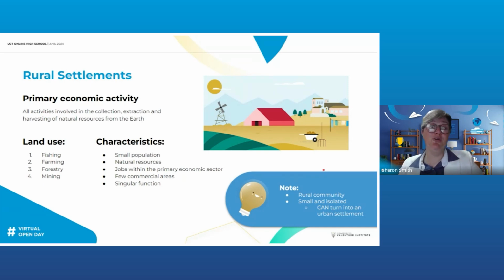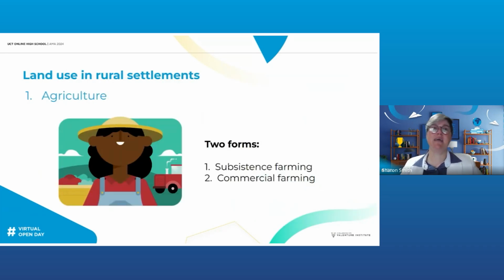Okay, so what do we use the land for? So the land in a rural settlement is used either for fishing, farming, forestry, or mining. Okay, let's look at all of these individually. So the first one is agriculture or farming. So we get two types, subsistence farming and commercial farming. Subsistence farming is where the farmer basically just farms enough food to feed him and his family. And if there's something over, they can sell it to other people. But it's not a business.